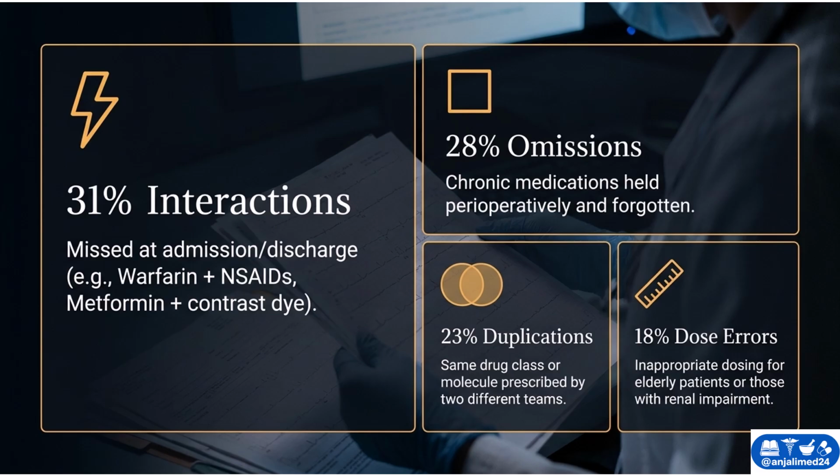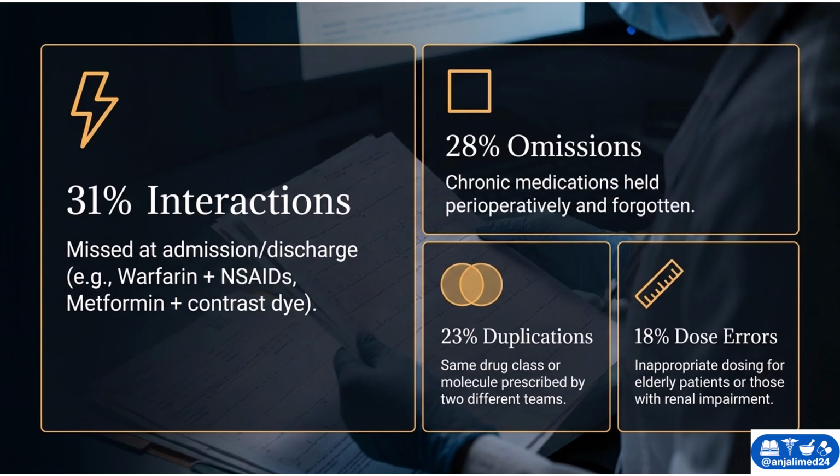The second category is medication omissions. 28% of the reconciliation failures occurred because chronic medications are temporarily stopped during surgery or acute illness and then never restarted. This is especially dangerous in elderly patients. Missing antihypertensives, anti-epileptics, Parkinson's medications, or insulin therapy can rapidly destabilize a patient after discharge. Many readmissions occur not because the wrong drug was prescribed, but because an essential medication silently disappeared from the chart.